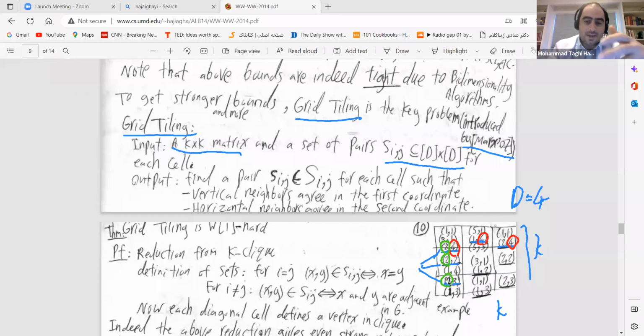So what is the input? The input, as I mentioned, is a k by k matrix, and for each cell, a subset of these pairs. The question is whether it is possible to select one pair from each cell such that we have this property: all vertical ones share the same first coordinate, and all horizontal ones have the same second coordinate. Good.